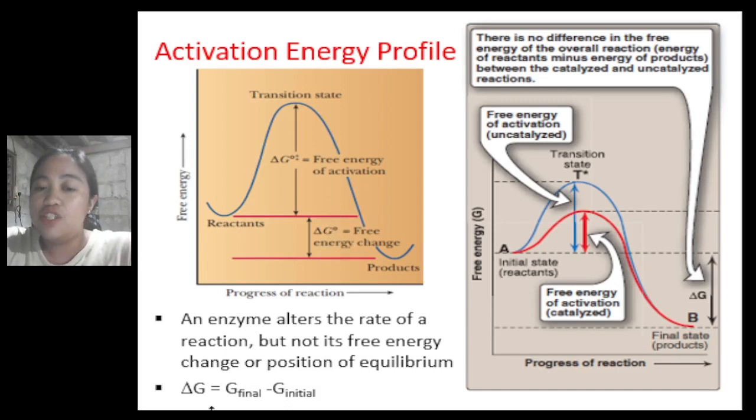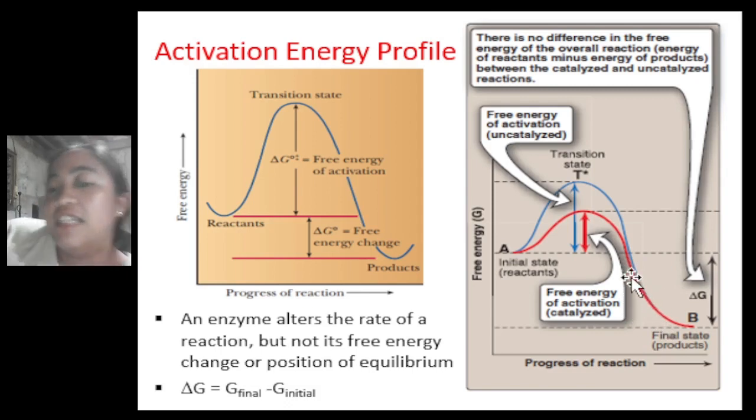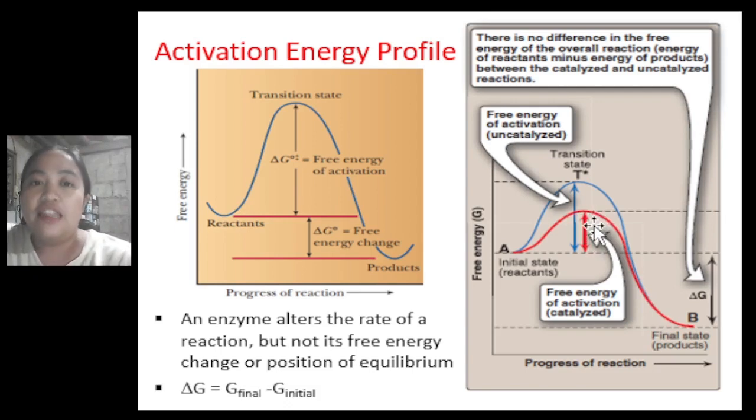To get the delta G, we just subtract the initial G from the final G. Class, you can see here that even with an enzyme or catalyst, and even without a catalyst, the delta G will not change. It is still the same. What changes if there is a catalyst is the activation energy only; they lower the activation energy. So the enzyme alters the rate of reaction but not its free energy change or the position of equilibrium.